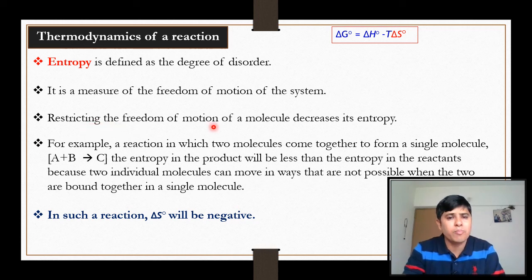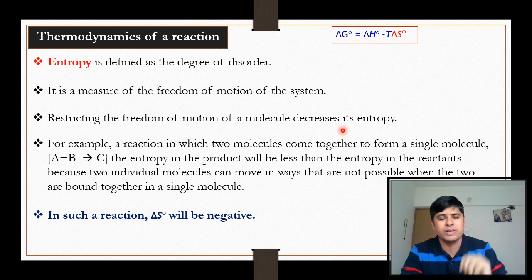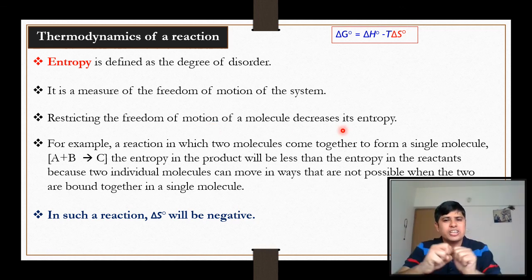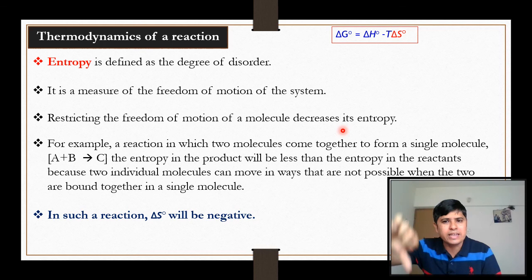Restricting the freedom of motion of a molecule decreases the entropy. Suppose we have restricted the motion of a molecule from going here to going there, then that will decrease the entropy.